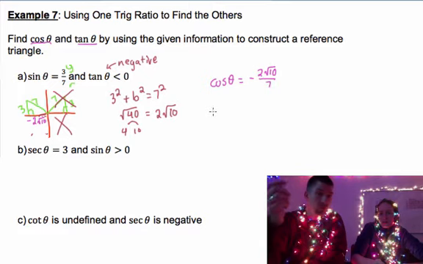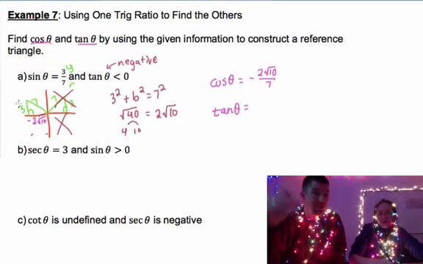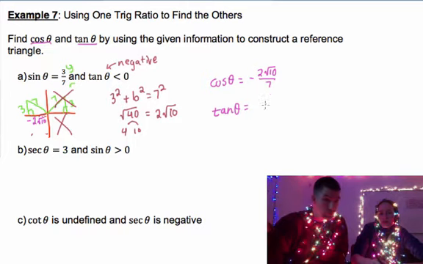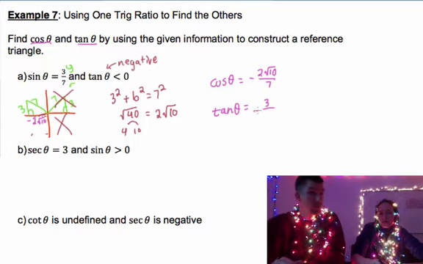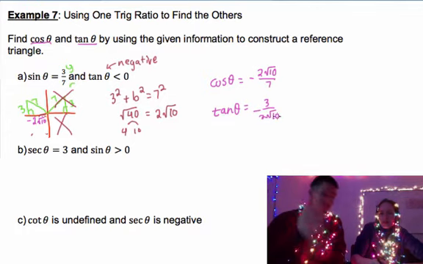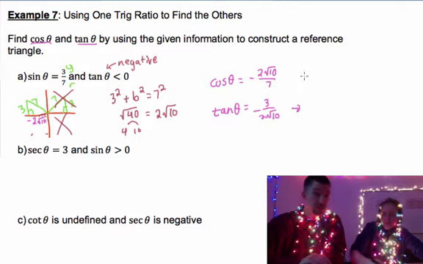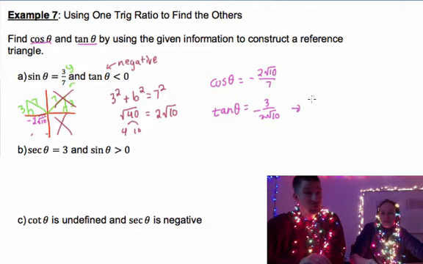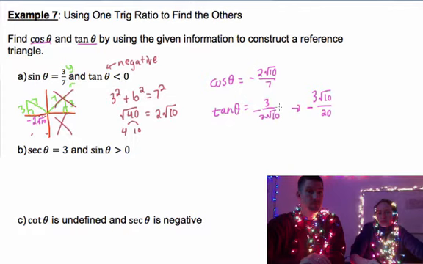The other thing that we're looking for is the tangent of theta, which is going to be the y-coordinate over the x-coordinate. So 3 over negative 2 square roots of 10. And I'm pretty happy with that answer. But if you absolutely insisted on rationalizing it, you could get 3 square roots of 10 over 20 with a big old fat negative in the front, because we multiply the top and the bottom by the square root of 10. So we end up doing 2 times 10 on the bottom and get 20. That's how it goes.